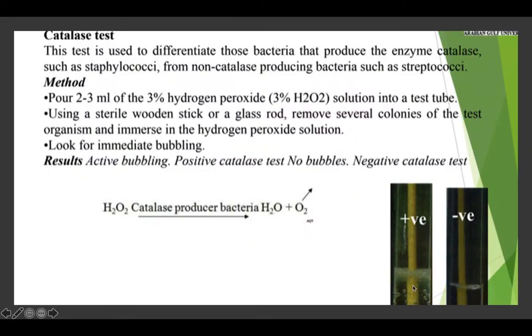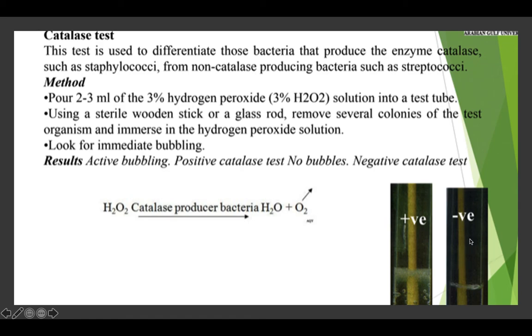If there is any positive catalase, it will show you bubbling. Why? Because this bacteria will produce catalase, which will lead to breakdown of hydrogen peroxide into oxygen and water. The oxygen will produce the bubbles for you. So this tube is for the Staphylococcus, but this one is for the Streptococcus.